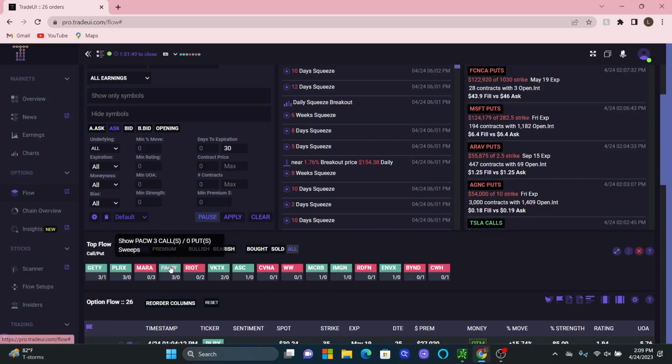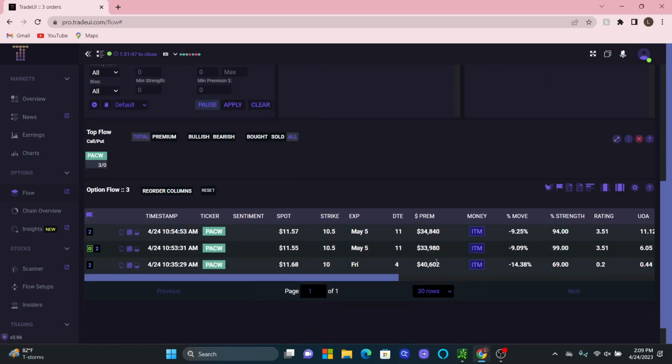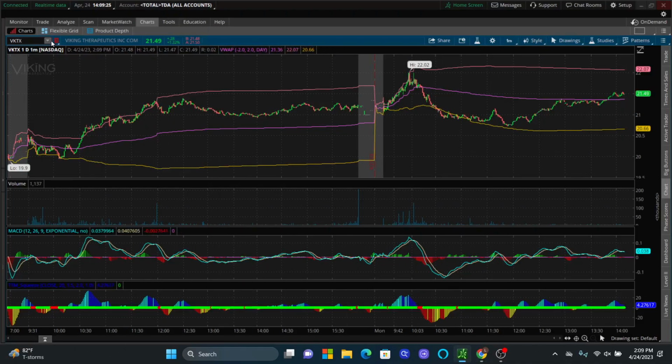Let's do PACW. That one looks good. All right, so PACW, you've got one that's 4 days till expiration. That was definitely a day trade right here. These two were probably day trades as well, being 11 days till expiration, but they came at 11 o'clock for the $10.50 strike. So let's go to PACW and see what's going on.